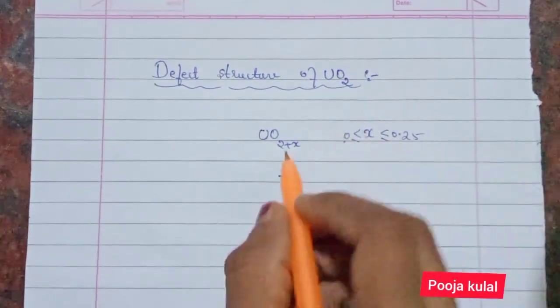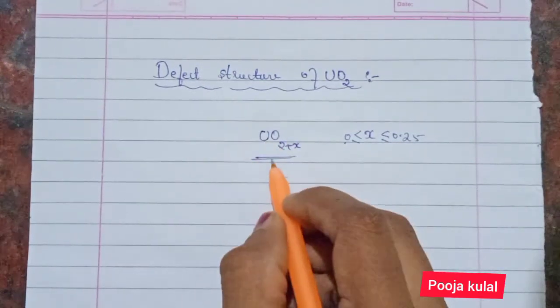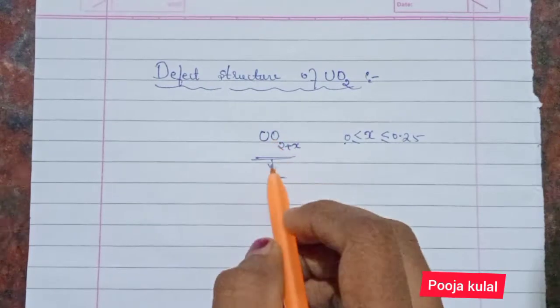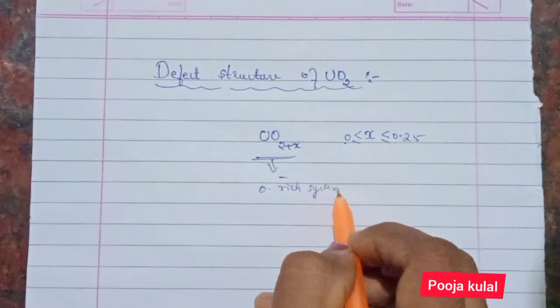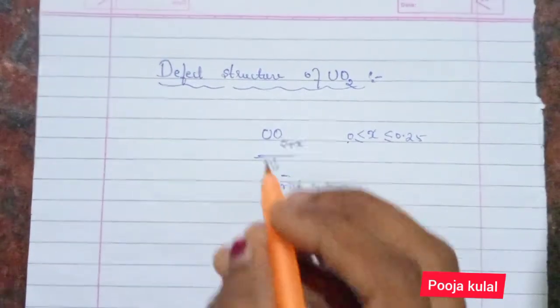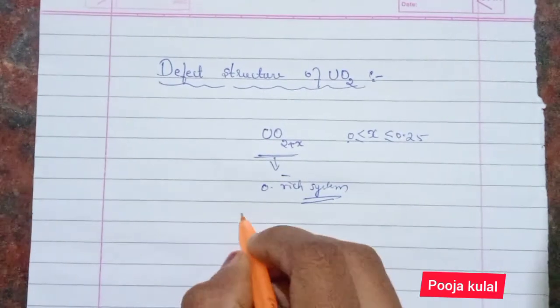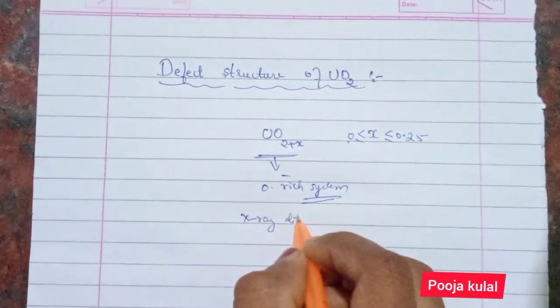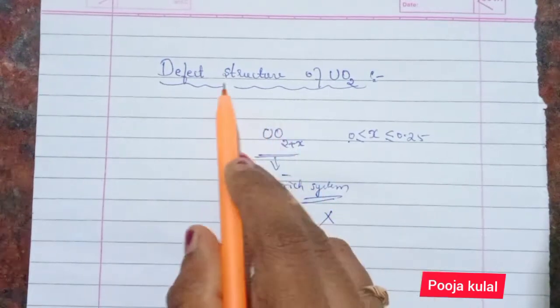Now, by looking at this formula UO2+X, what we can make out is that uranium dioxide is an oxygen rich system. To study the defect structure of UO2, we cannot go for X-ray diffraction study. X-ray diffraction study is not used for the study of UO2.